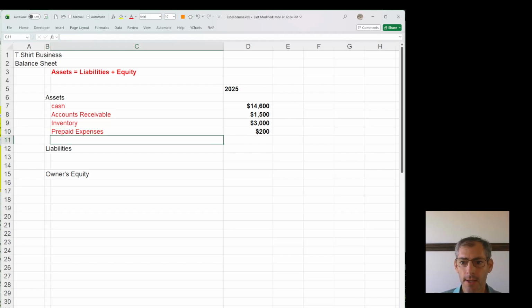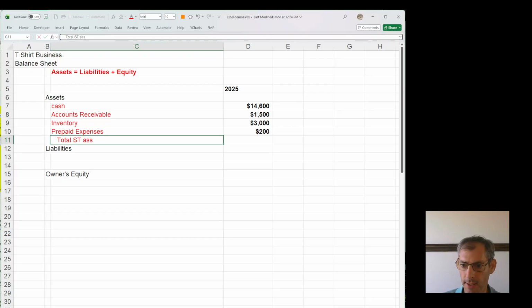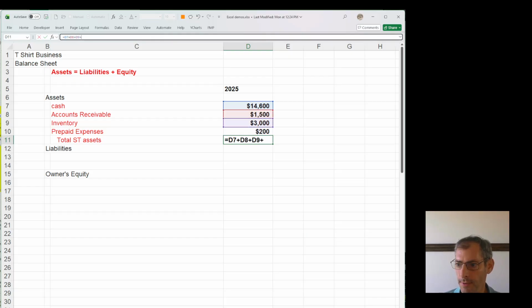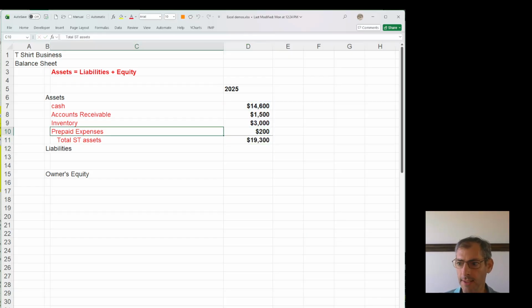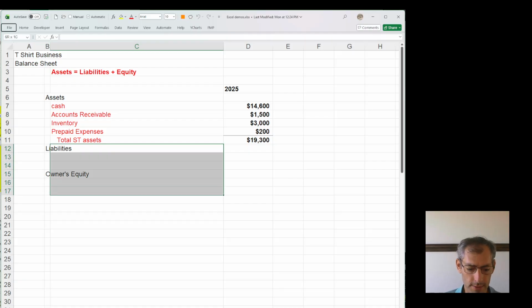income statement. So those are the common short-term assets, and we can say we'll show them here as total short-term assets. I'm just going to throw equals all four of them together, and I have $19,300 of short-term assets.